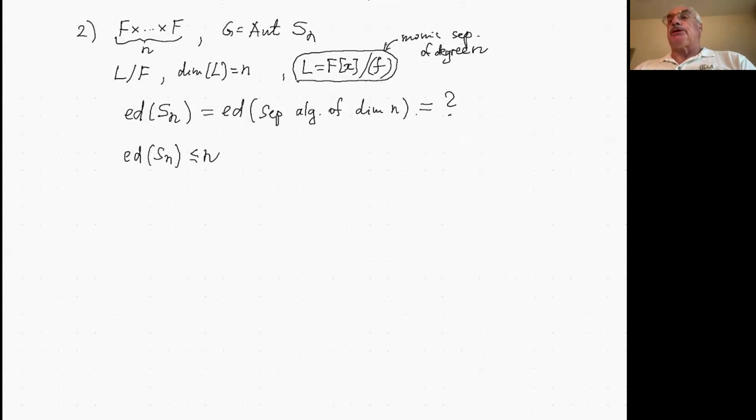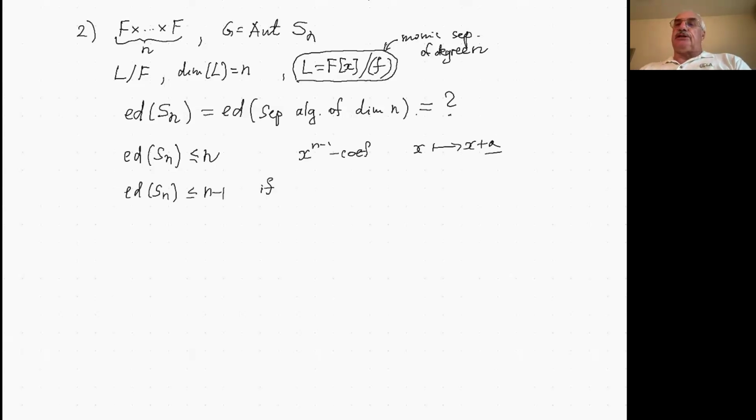But what if you take another generator? Of course, you get another f for the same algebra. This new f can be simpler. In fact, you can do things simpler. You can make an easy linear change of variable to eliminate the coefficient x^(n-1). We change x to x plus a for some parameter a. So you see that the essential dimension of Sn is at most n minus 1, if n is at least 2.